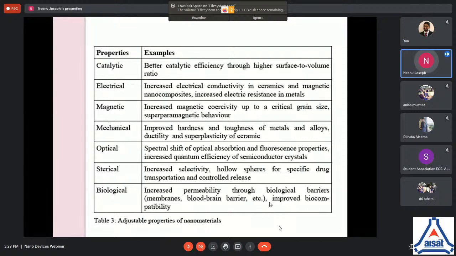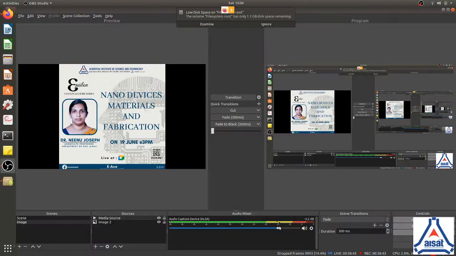And the properties of nanomaterials, some properties are listed here. Catalytic properties: better catalytic efficiency through higher surface to volume ratio. Electrical property: increased electrical conductivity in ceramics and magnetic nanocomposites, increased electrical resistance in metals. Magnetic property: increased magnetic coercivity up to a critical grain size.